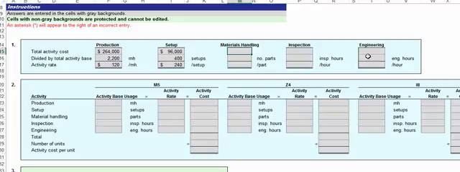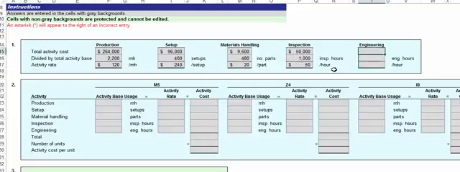Okay, materials handling. The cost there was $9,600. It's going to be allocated based on the number of parts. Total number of parts is 480. You get $20 per part. The cost on inspections was $50,000. We're going to allocate that based on the number of inspection hours, which was 1,000. We get $50 per inspection hour.